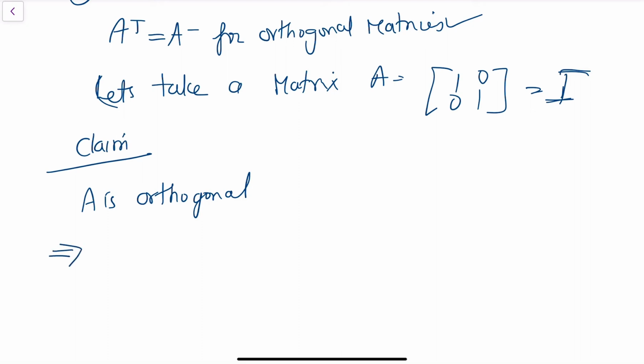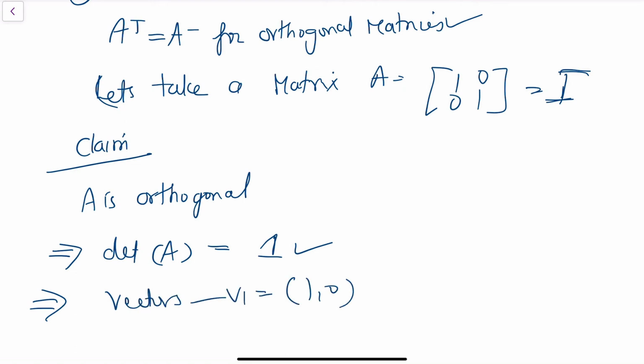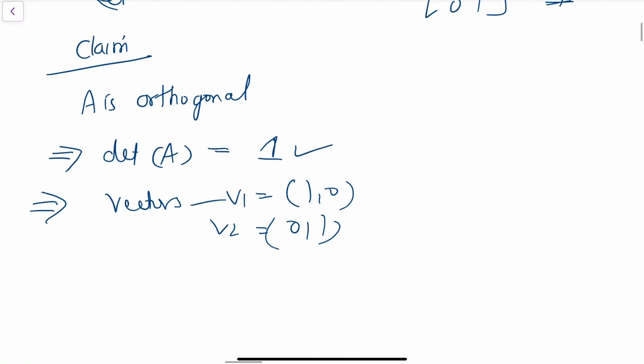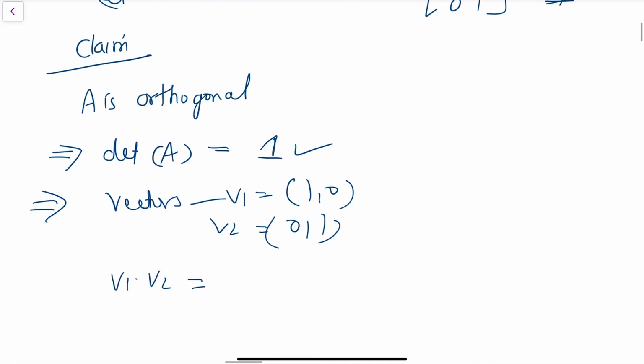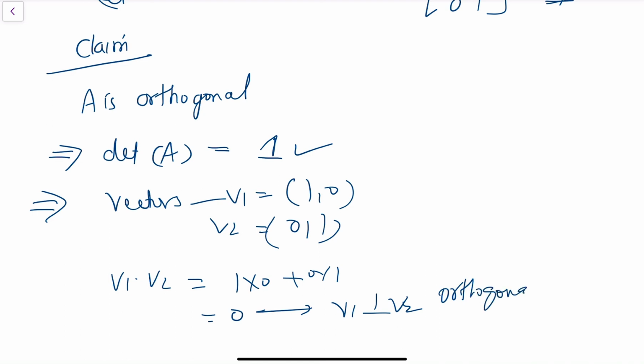If A is orthogonal, the first thing to check is the determinant of A, and you know the determinant of an identity matrix is 1. So the first claim is satisfied. Let's take the second one. Are the vectors orthogonal here? The vectors of this matrix are v1, which is (1, 0), and v2, which is (0, 1). Let's take the dot product v1 dot v2. This is 1 times 0 plus 0 times 1, which is 0, which means v1 is perpendicular, or orthogonal, to v2. So they are orthogonal vectors, and this claim is satisfied.